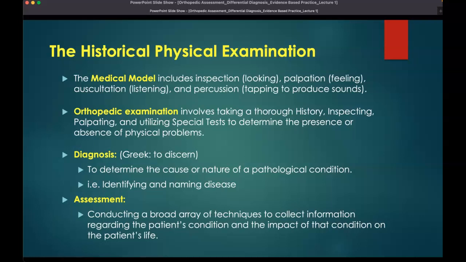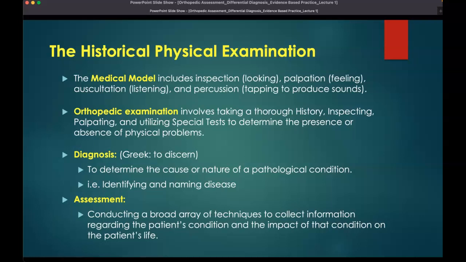On the opposite end of that is assessment. And I like to think of assessment as the overarching theme of patient evaluation. It's what we do. So we're using a broad array of techniques, whether that's history questions, special tests, palpation, inspection, right? We're using a broad array of techniques to collect information about the patient's condition, right? Which will help us ultimately do what, you guys? It'll help us come up with the final answer, which is going to be the diagnosis.